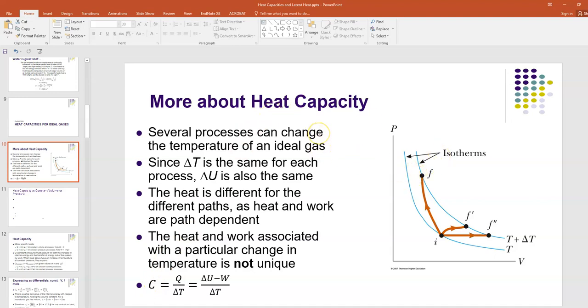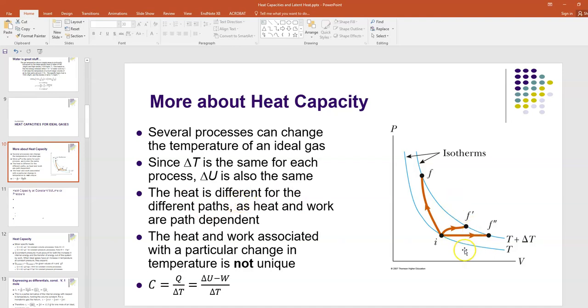Now, if you're talking about an ideal gas, you've got a lot of different processes that can change the temperature, right? So you can add heat to the system, you can do work on the system, and either one of these things, or both, some combo, could change the temperature. Now, if the change in temperature is the same for a given set of processes, then that means that the change in the internal energy of the gas would also be the same. So the heat could be different for different paths that lead to the same temperature.